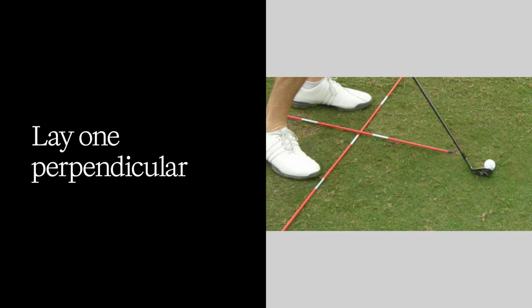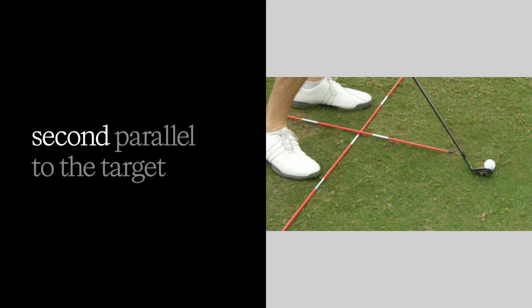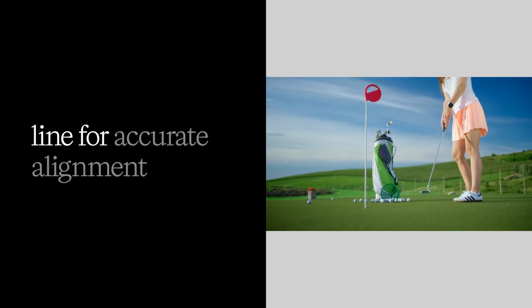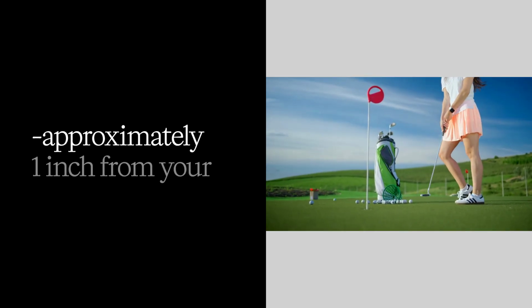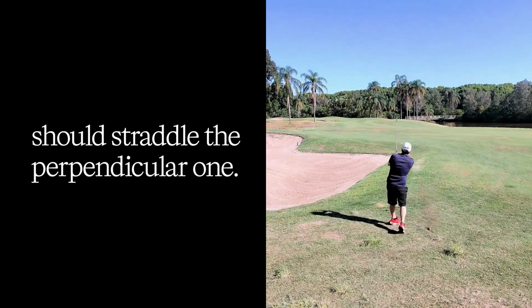Lay one perpendicular to the target line for correct ball positioning, and lay the second parallel to the target line for accurate alignment, approximately 1 inch from your toes to give a bit of room for any slight movement of the feet during your swing. The ball should be placed outside the parallel stick, and your feet should straddle the perpendicular one.